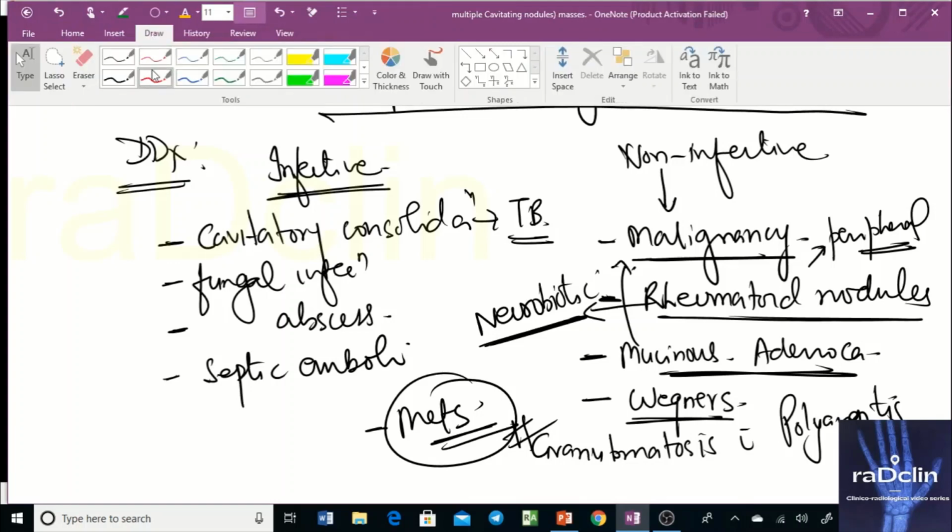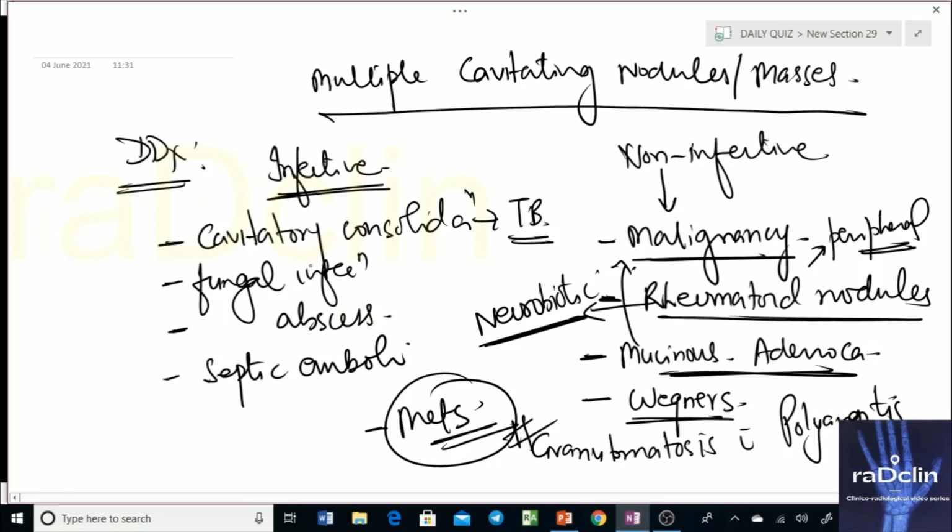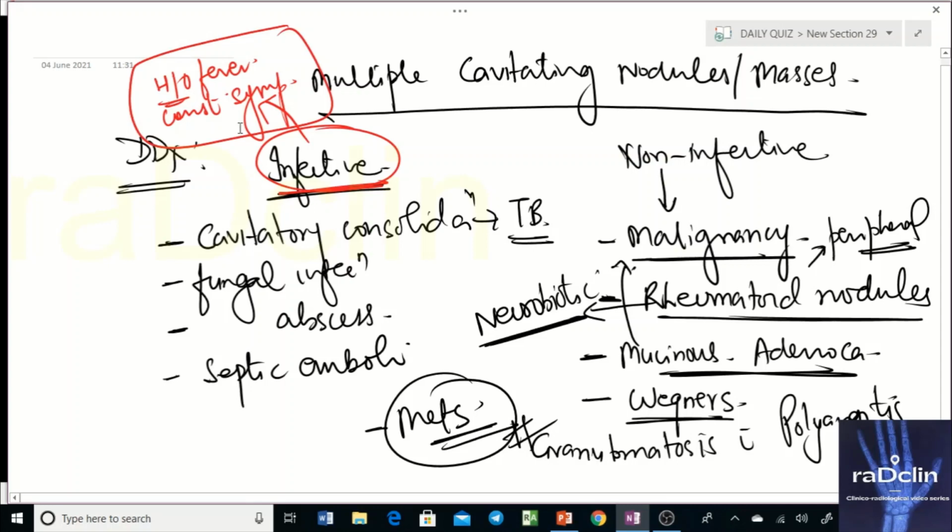Whenever you encounter those points, you will be able to narrow down your differentials. See, if it's an infective cause, infective causes generally will have a history of fever and constitutional symptoms like rigors and chills. So this is something that will be there in the history. And the infective history could be acute, or chronic, or subacute. For example, tuberculosis: the patient might be having a low grade fever with night sweats, where typical clinical features for TB might be there.